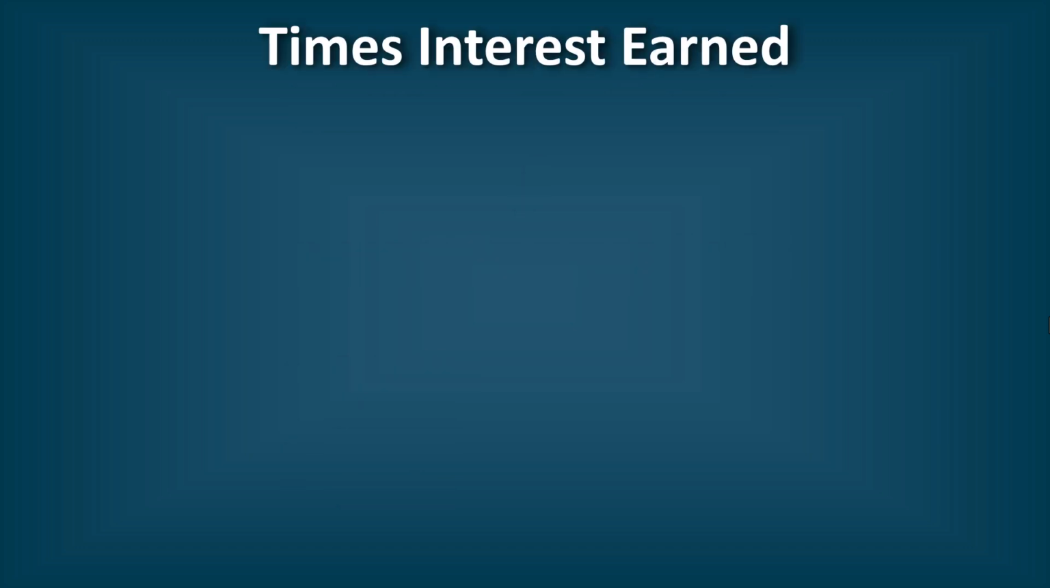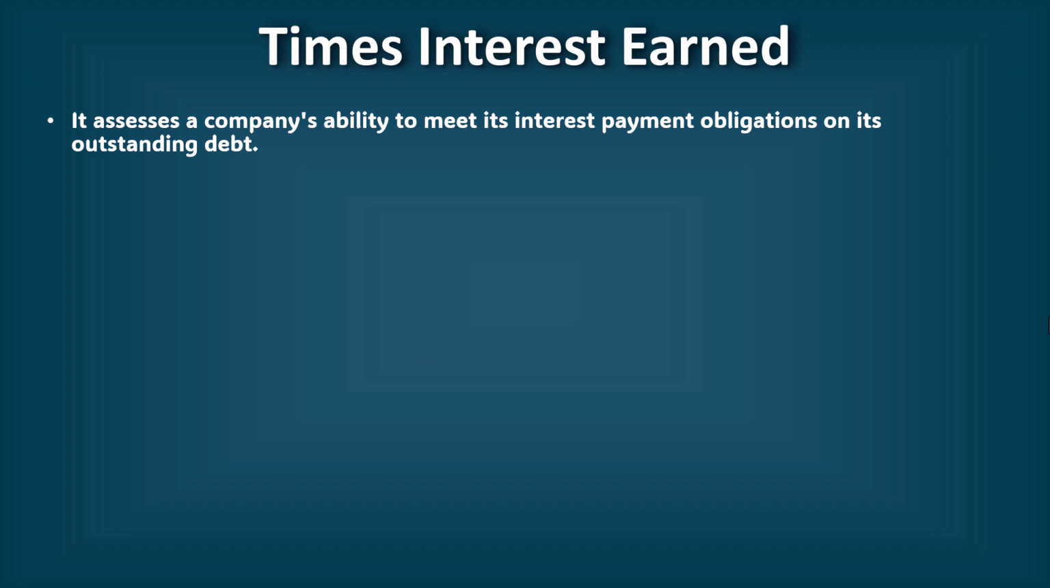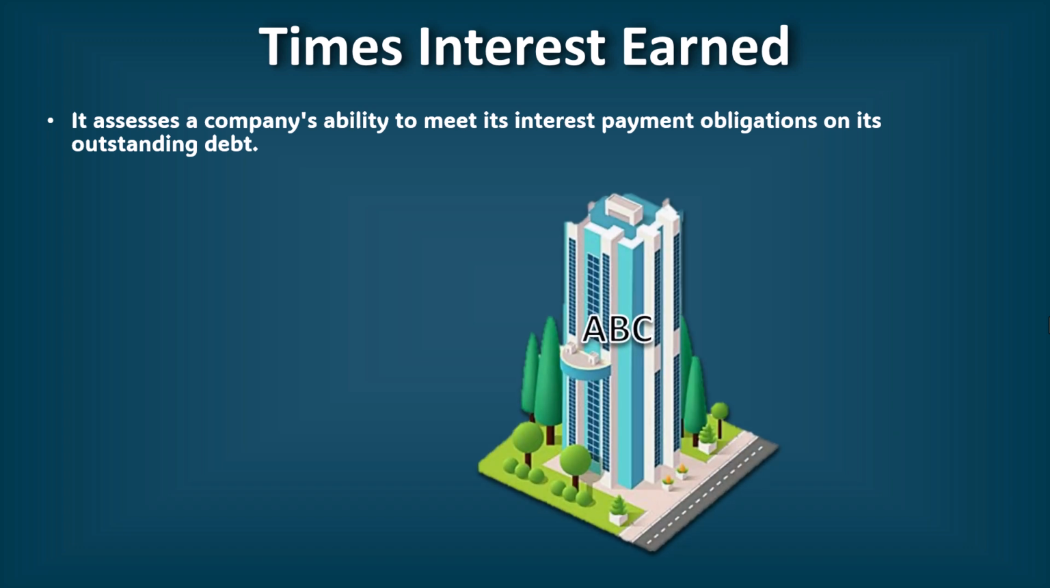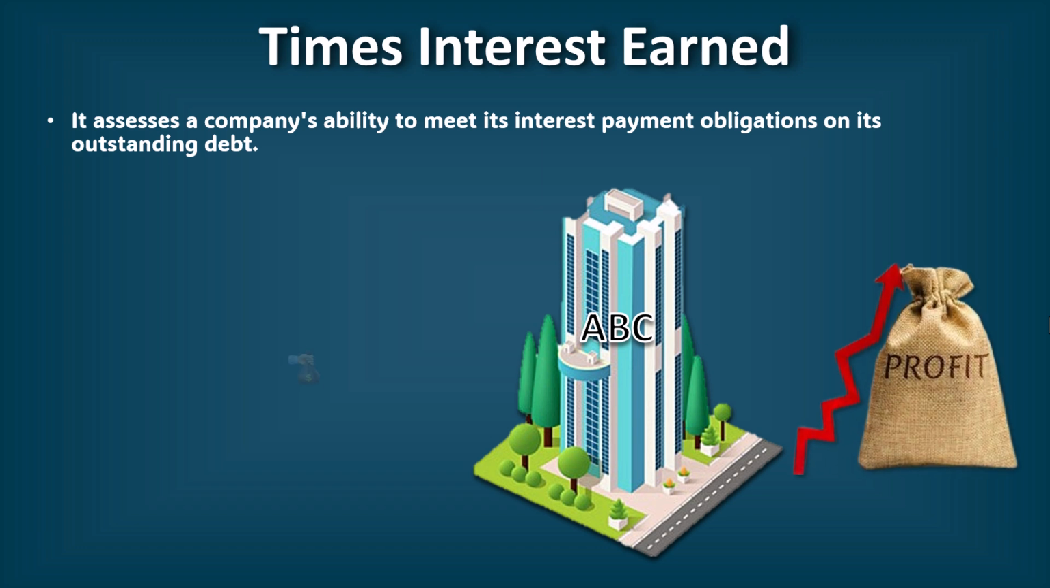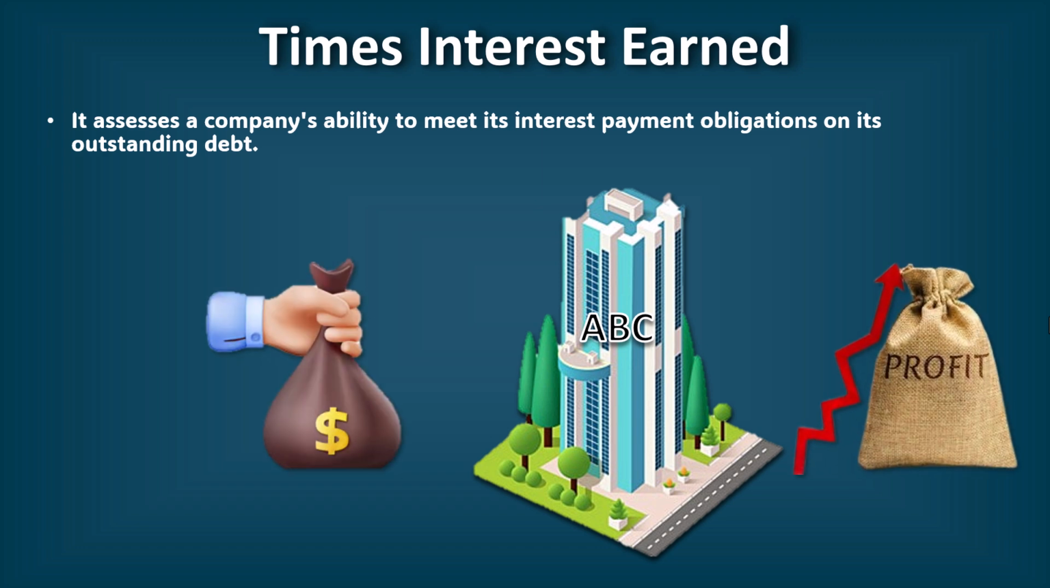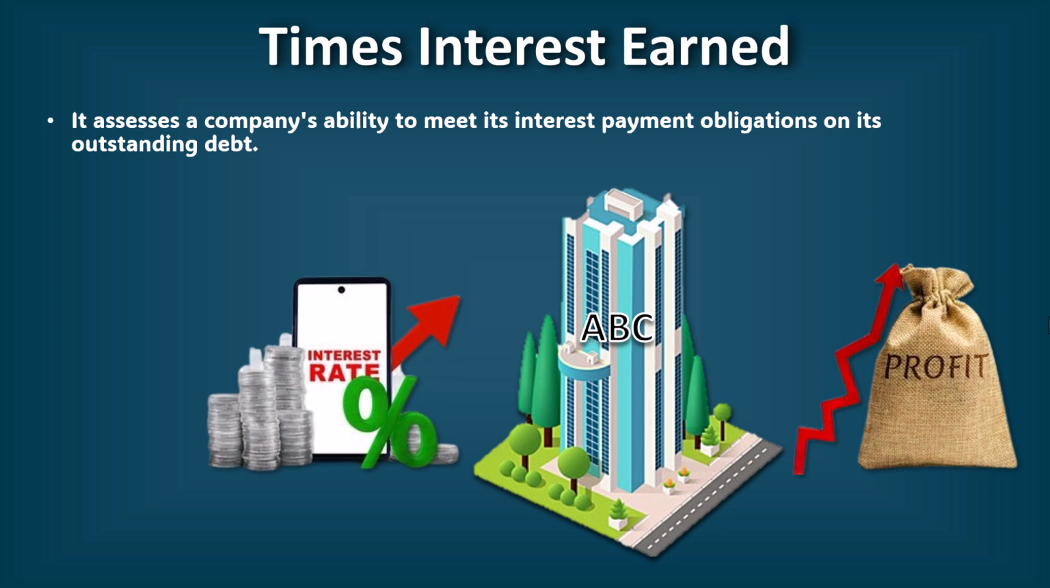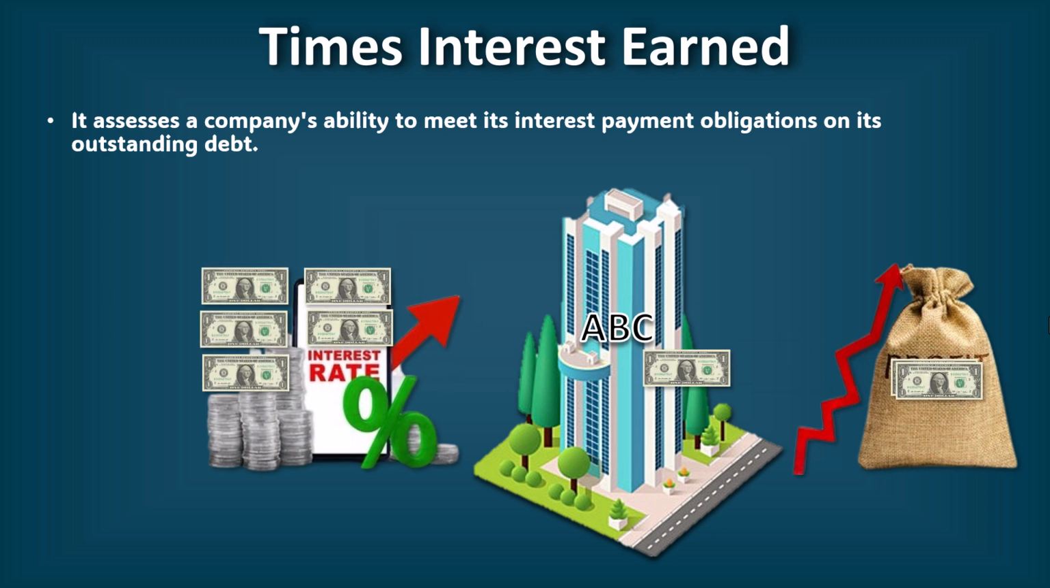So let's start. Times interest earned ratio assesses a company's ability to meet its interest payment obligations on its outstanding debt. When a company takes a loan from banks or other sources, it has to pay interest on that loan. This interest is paid from the profit the company earns.